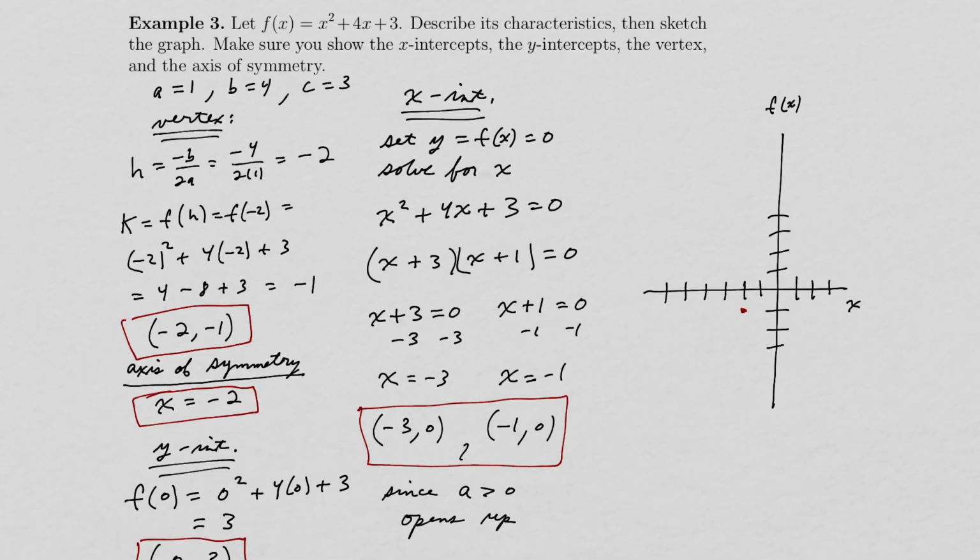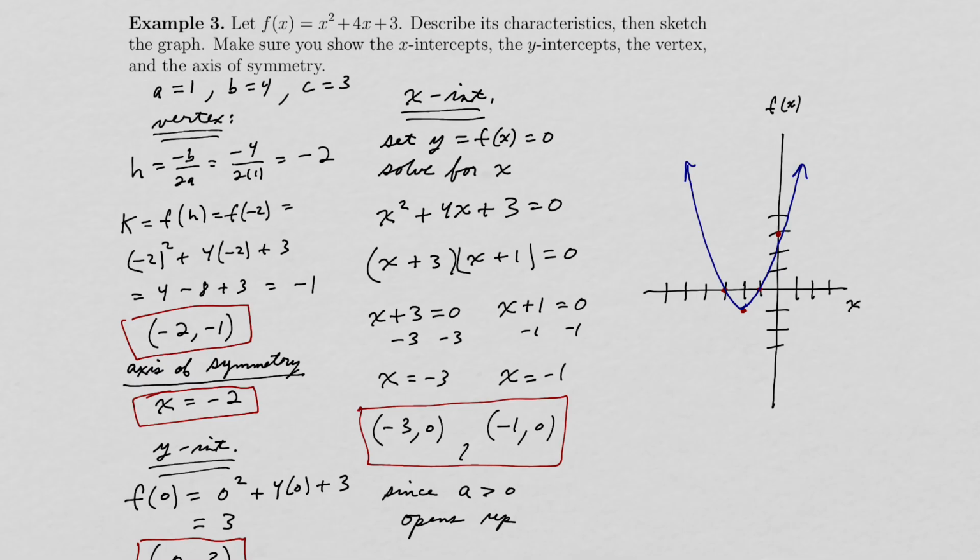And then the y-intercept was (0, 3), so that's right here. The x-intercepts were (-3, 0) and (-1, 0). So here and here. So it looks like, just from that, we can definitely draw a parabola, right? It's going to look something like this. It'll go up. And then this, it's hard to draw, but this will curve around and go up like that.